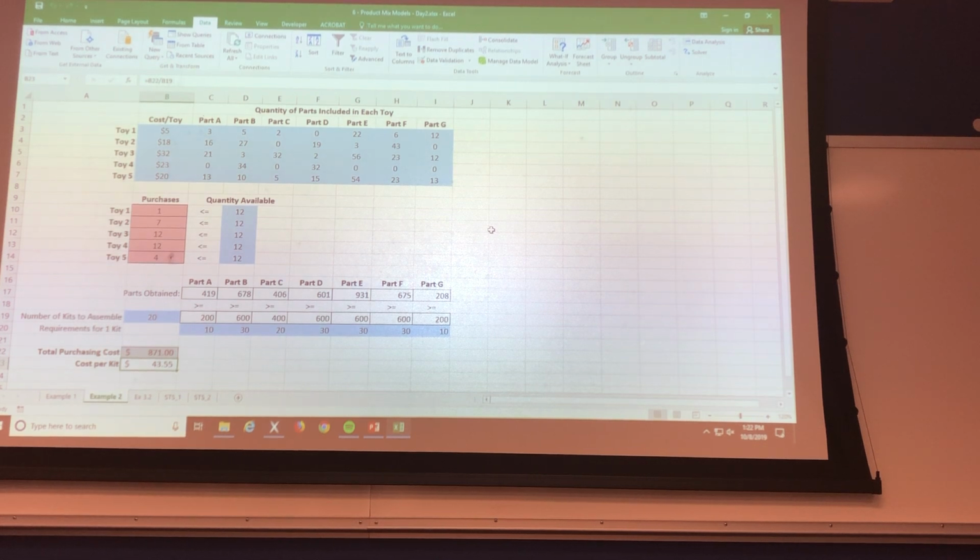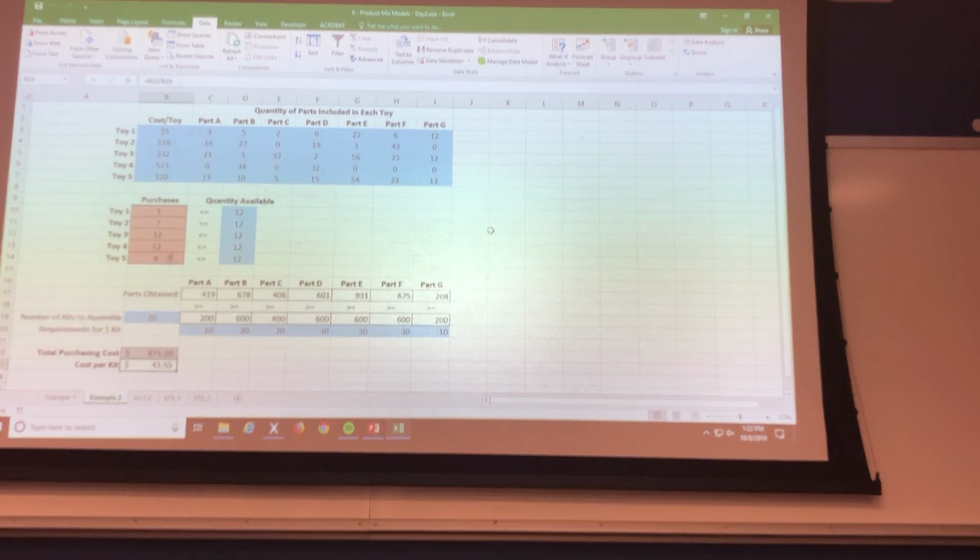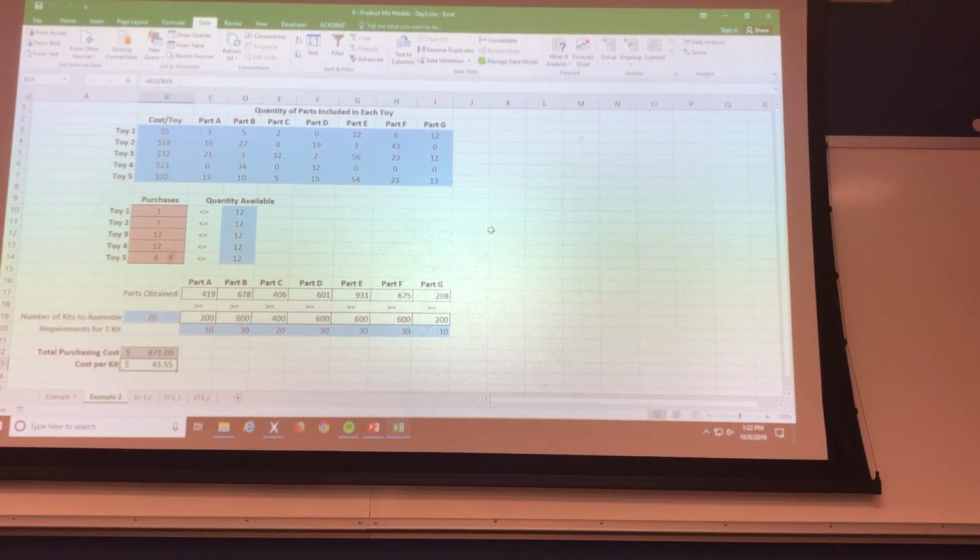So a binding constraint, when you're maximizing something like rackets, stops you from making more. Here, it prevents you from saving more money. It stops you from minimizing any further than you are. That may not help with the answer to this question at all, but when you look at this, what do you see as binding constraint or constraints? Yeah, toy 3 and toy 4.